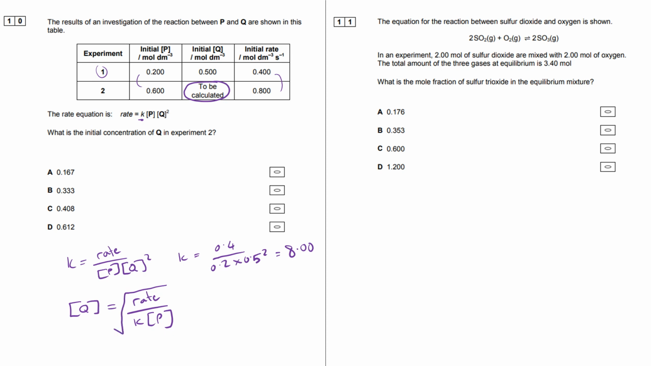So now that we have all of our values, we just need to work out what Q is. So Q, using the value of K that you just worked out, we've got the rate, which is 0.8, divided by 8 times the concentration of P in the second experiment, which is 0.6. Square root the whole answer, and that gives you a value of Q being 0.408, or answer C.